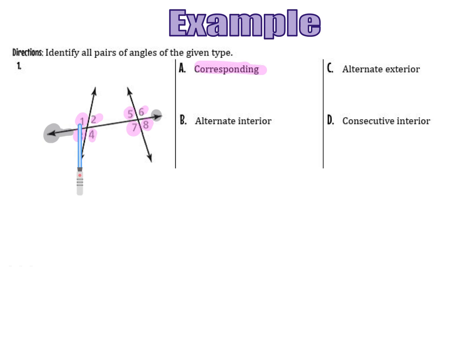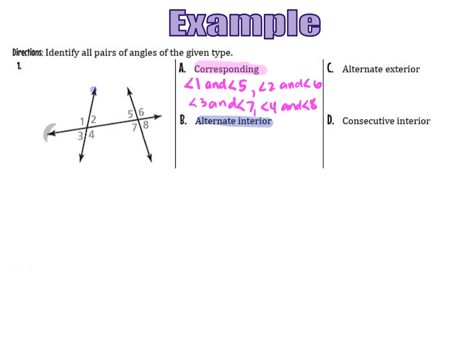So they're in the same position, but beside a different line that's cut by the transversal. So let's go ahead and list those angles out. Angle 1 goes with angle 5, 2 and 6, 3 and 7, 4 and 8. Next, let's look at alternate interior angles. So if I'm looking at these two lines, everything in here would be interior. So I'm looking for angles that are on opposite sides of the transversal that are inside. So here, that would be 2 and 7, and it would also be 4 and 5.